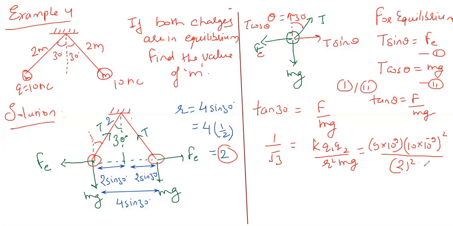what m we have to calculate. And the value of g is 10. So by solving it, I can write m is equal to root 3, by cross multiplication, something like root 3 into 9 into 10 raised to power 9, and if I solve this, it will come out to be 10 raised to power minus 8, and the square of that will be 10 raised to power minus 16, divided by 4 into 10.